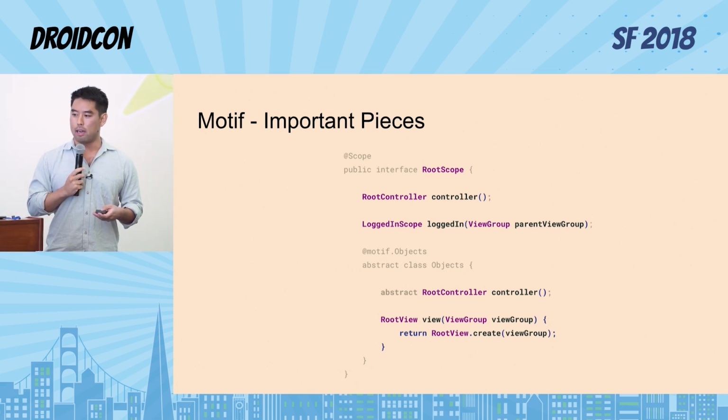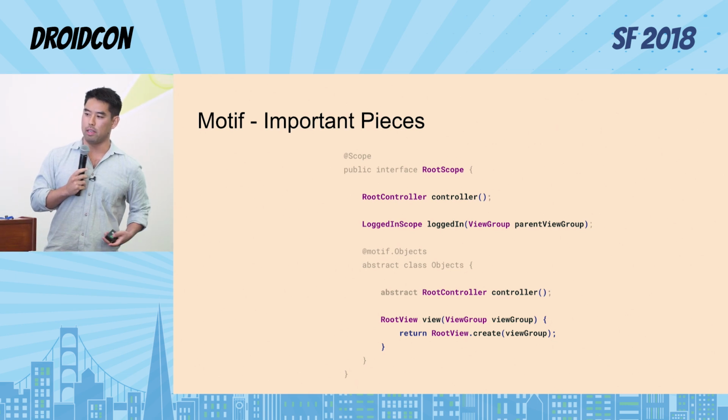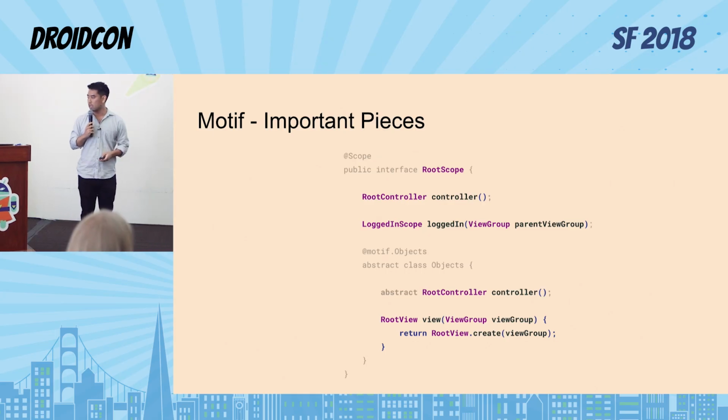All right, so that's it. That's it in terms of the Motif API. So let's look at the concepts that we went over.